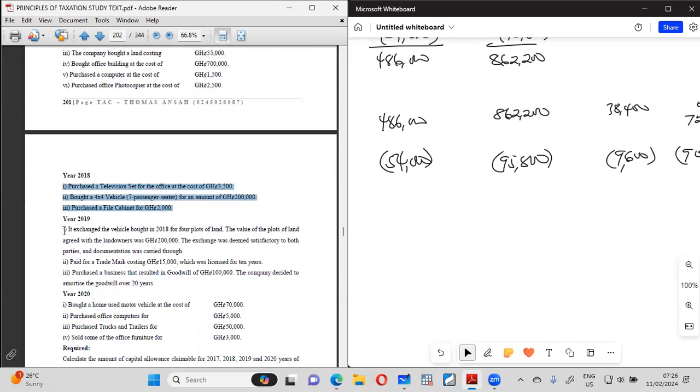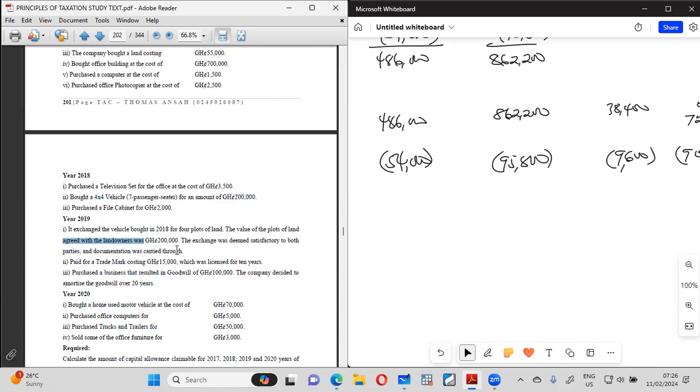They said that it exchanged the vehicle in 2018 for 4 plots of land. The value of the 4 plots of land agreed with the landowners was what? 200,000. You see, this is a barter trade. So please, what are we going to do in 2019? What are we going to do?